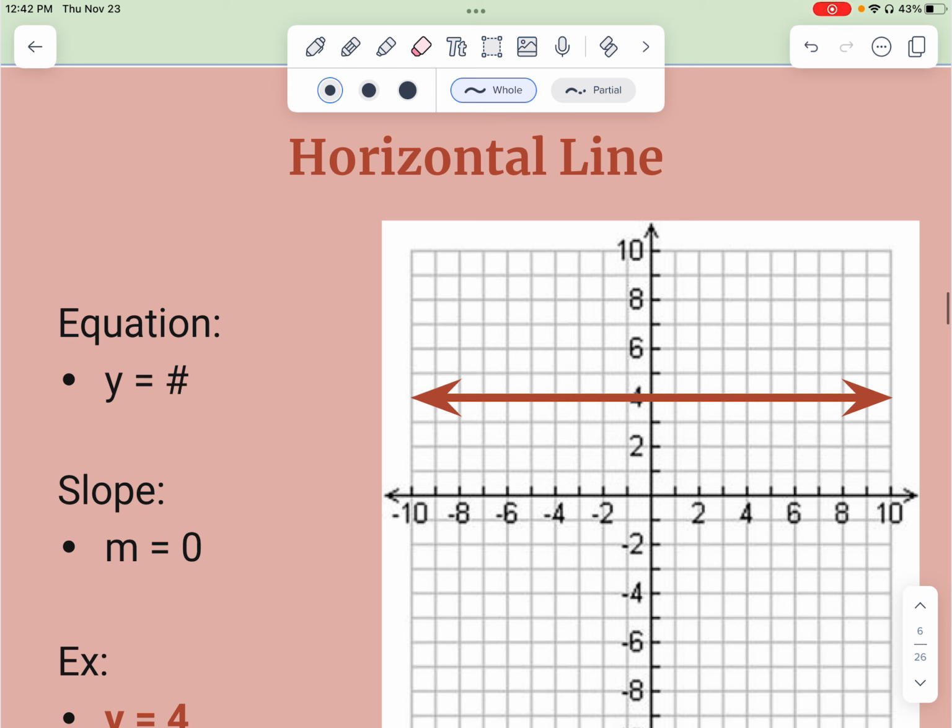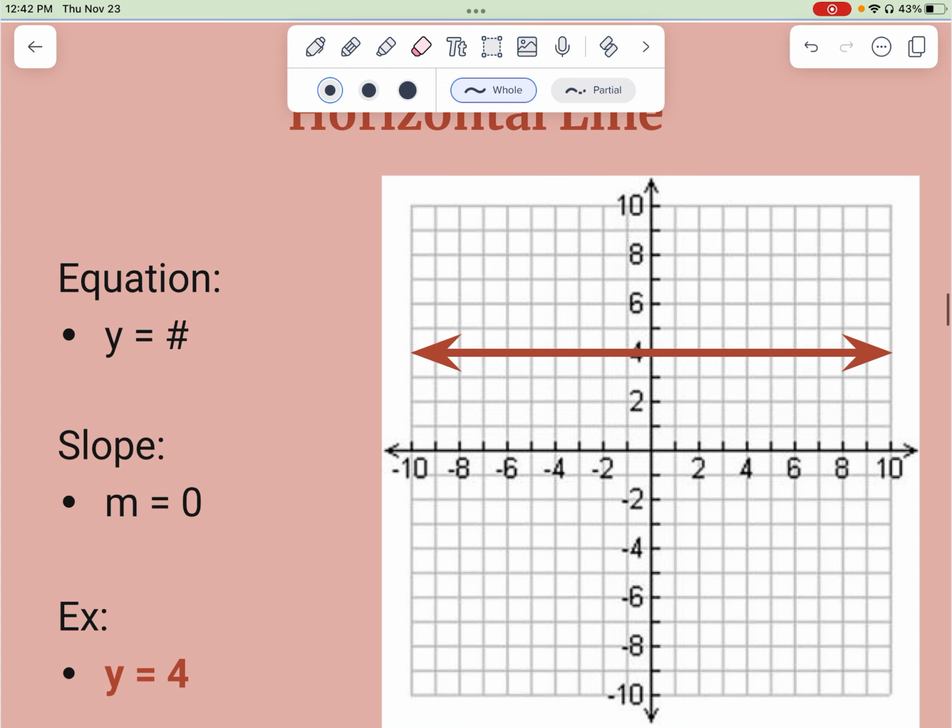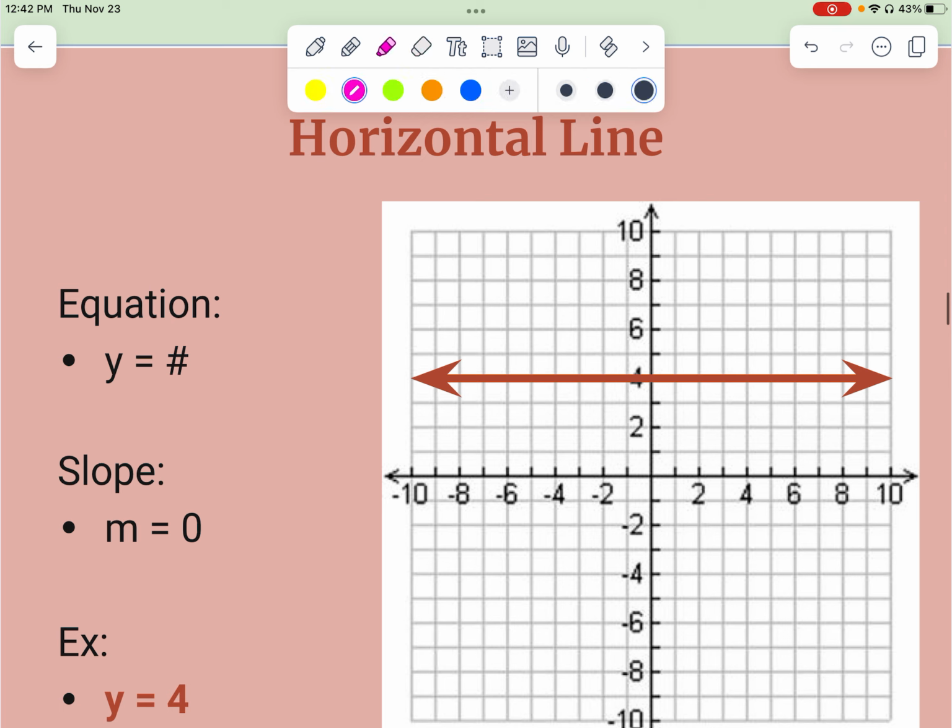All right, so a type of line that we might be graphing, or that we might be writing the equation for, is a horizontal line. A horizontal line occurs when we have an equation written as y equals some number. So if y is equal to just a constant term, that's when we get a horizontal line. Because there's no variable x, our slope is 0. And when we have a slope of 0, we're not going up, we're not going down, we're staying flat.